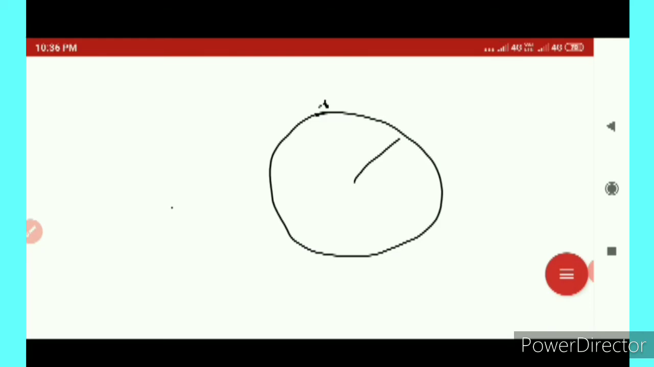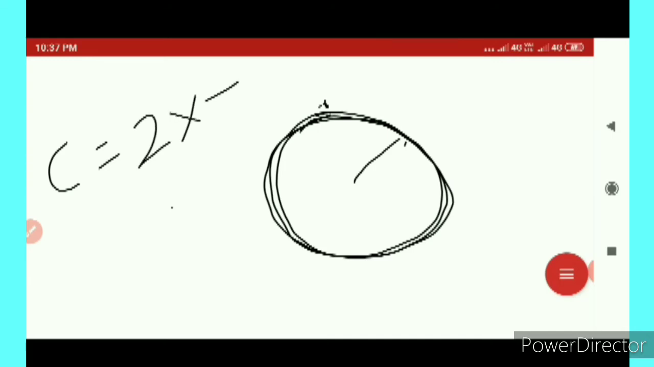Now consider that a bird is sitting here, and it flies and circles around, so it travels in a circular path. Suppose this is the radius of this circle, then this round shape is the total distance covered by the bird. That's why, for the circumference of this circle, we have the formula 2πr.